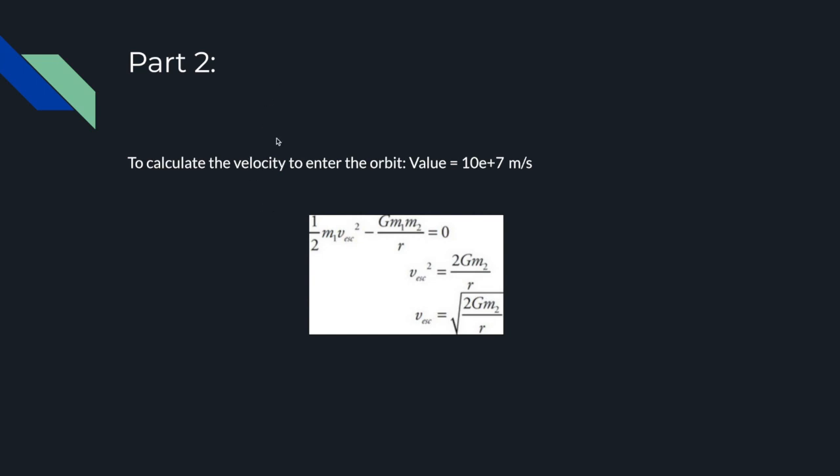Part 2, using the values that we calculate in part 1, we can calculate the velocity to, actually this should say exit the orbit, which is 10 times 10 to the 7th power. This is calculated by setting the kinetic energy equal to the gravitational force, and this will yield this equation, which we can use to solve for the escape velocity.